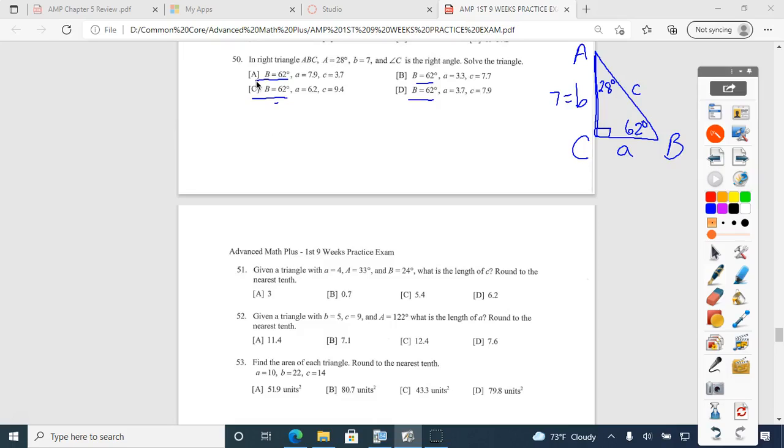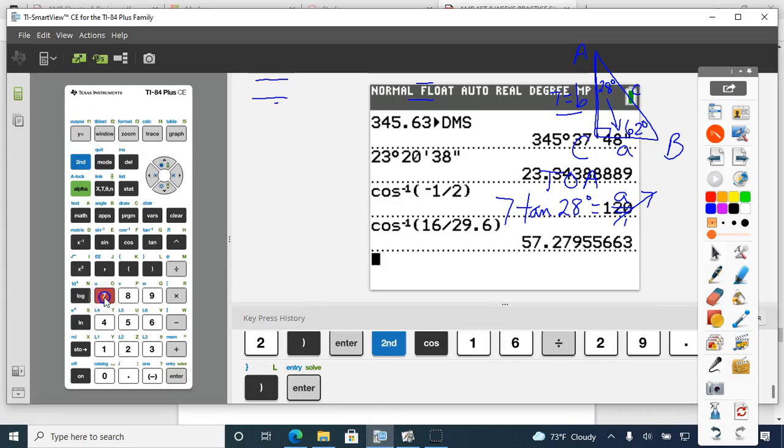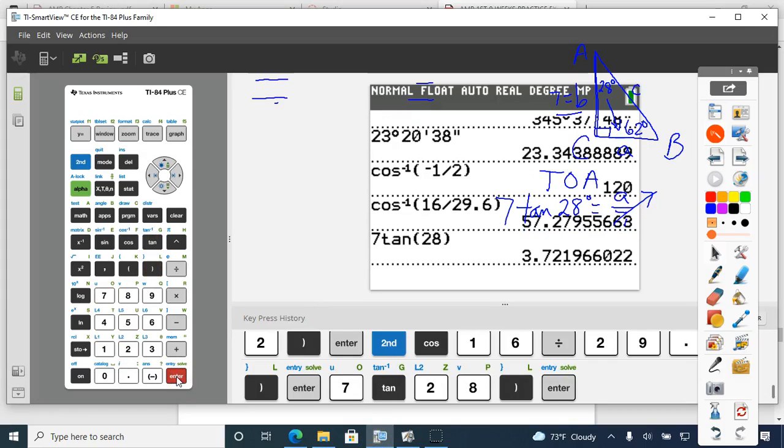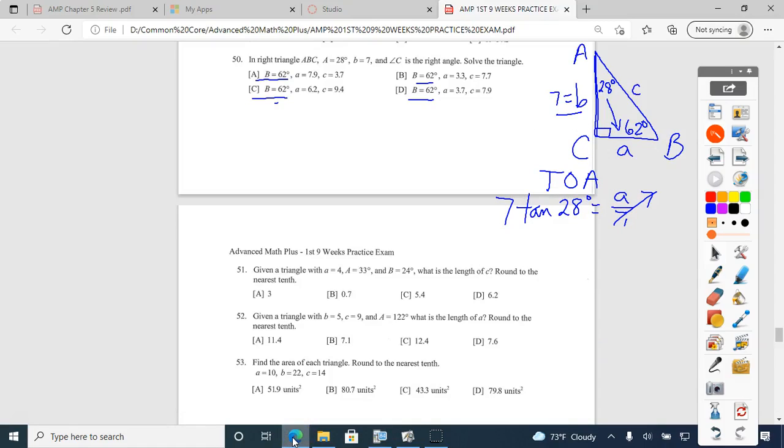If I'm going to find A, I'm going to do opposite over adjacent. That's tangent, TOA. So tangent of 28 degrees equals opposite, which is A, over adjacent, which is 7. So I'm just going to do 7 times the tangent of 28, and we get 3.72. So my answer is 3.72, which means D has to be my answer.